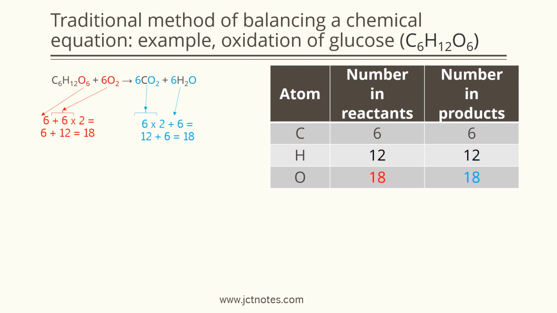Last, but not least, is the oxygen. In the reactants, we have 6 atoms from the molecule of glucose and 12 from the 6 molecules of oxygen. These give a total of 18. In the products, we have 12 oxygens from the 6 molecules of carbon dioxide and 6 from 6 molecules of water. These also give a total of 18. Therefore the oxygen is also balanced and the whole equation as well.